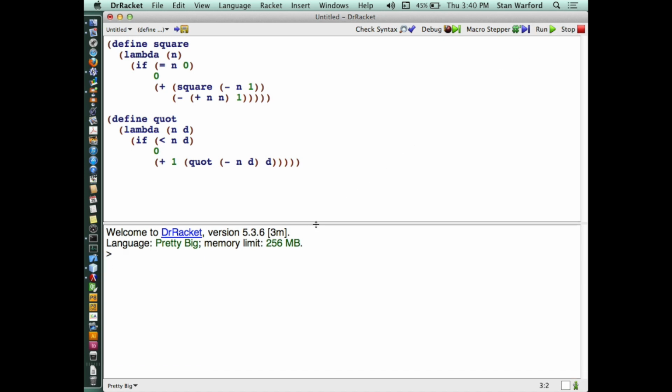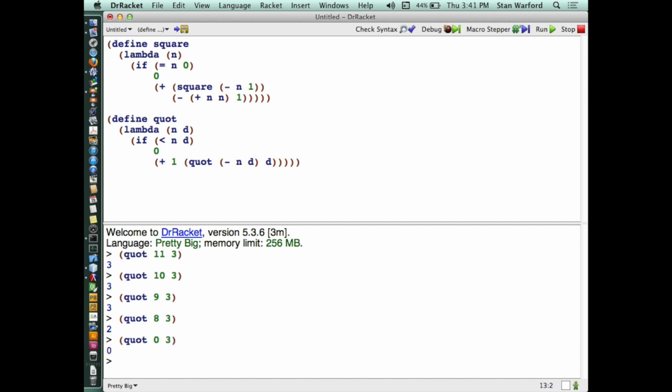Let's see if it works. We'll do quotient 11, 3, and that's 3, and then quotient 10, 3, and that's 3, and quotient 9, 3, and that's 3. But now, quotient 8, 3, and that's 2. And of course, it goes all the way down to quotient 0, 3, which is 0.